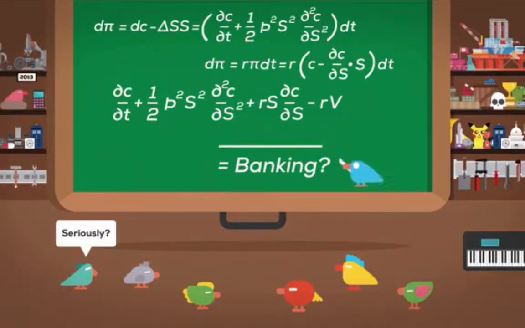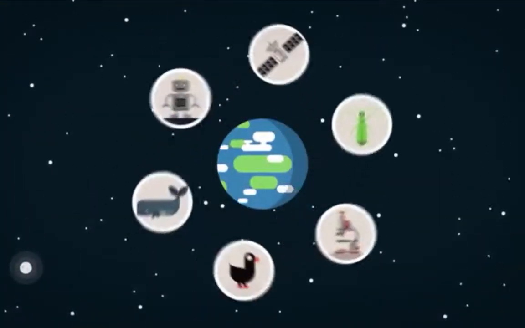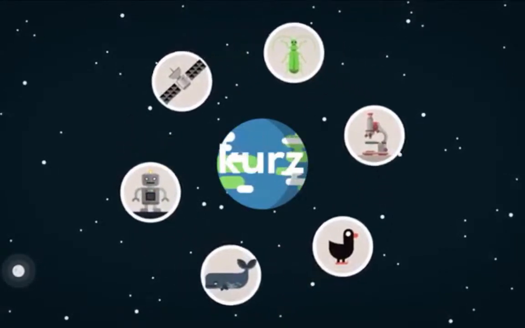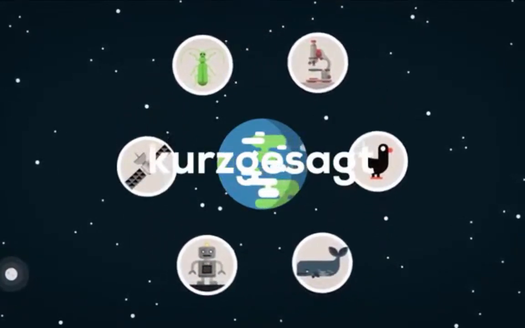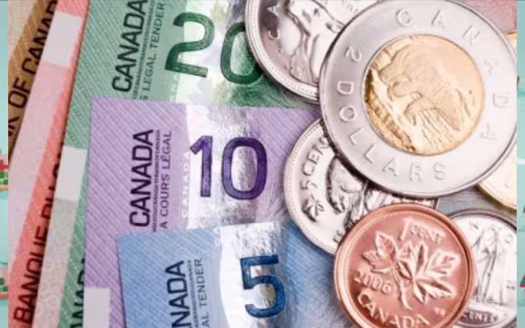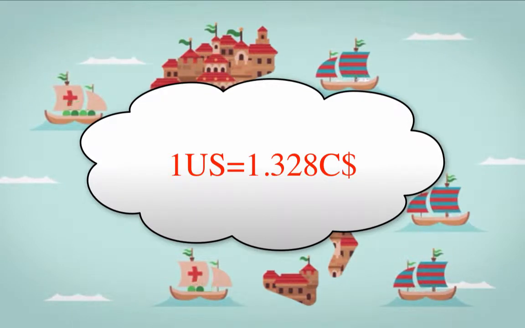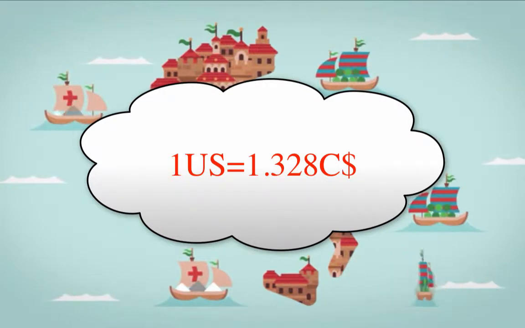supply and demand. After the Second World War, Canada became the first major country to adopt this floating regime. Canada uses the Canadian dollar. It has a 0.0% volatility to the US dollar. $1 is equivalent to 1.328 Canadian dollars.